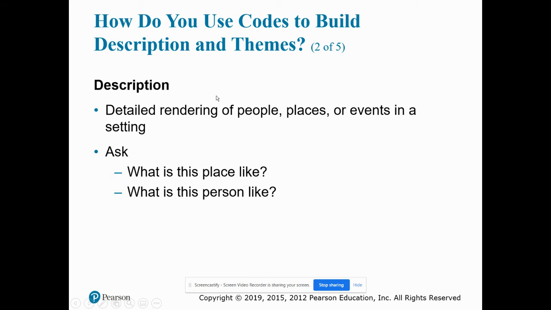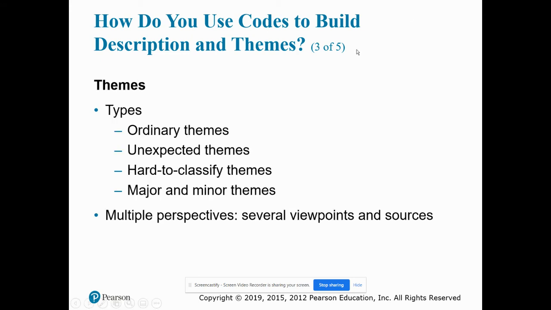Descriptions give detailed renderings of people, places, and events in the setting, and you can ask, like, what is this place like? What is this person like? So you're trying to build themes. There's different types of themes. Here's 4: ordinary, unexpected, hard to classify, major, and minor.